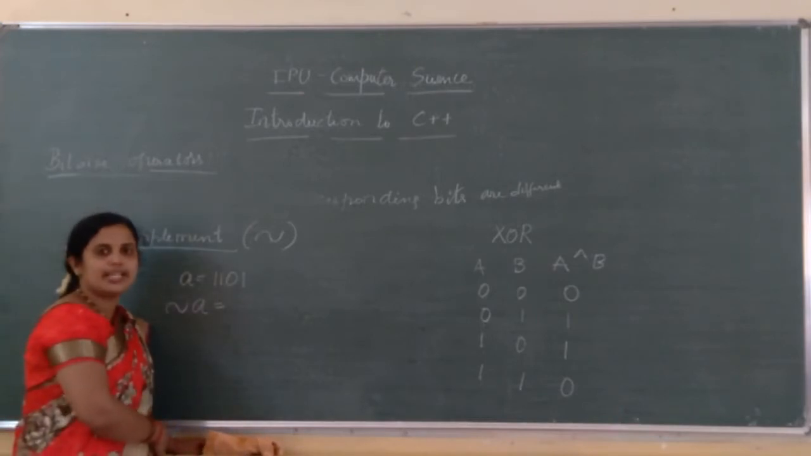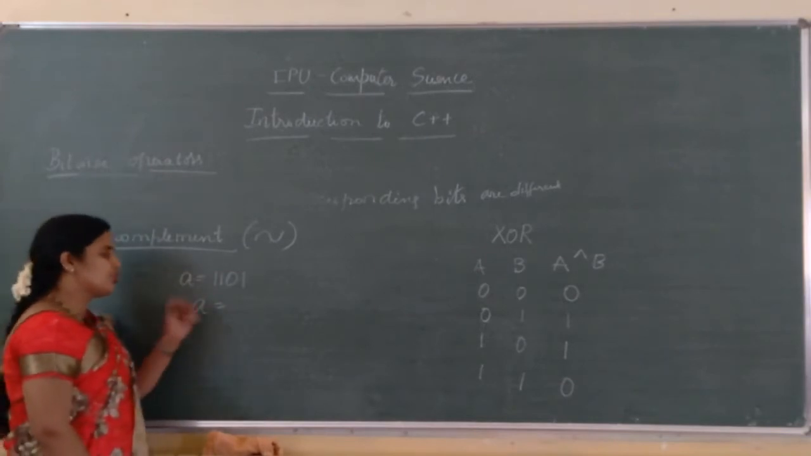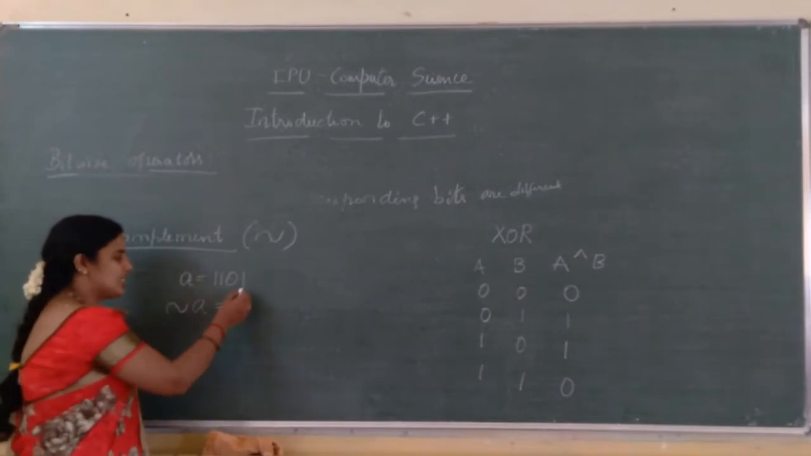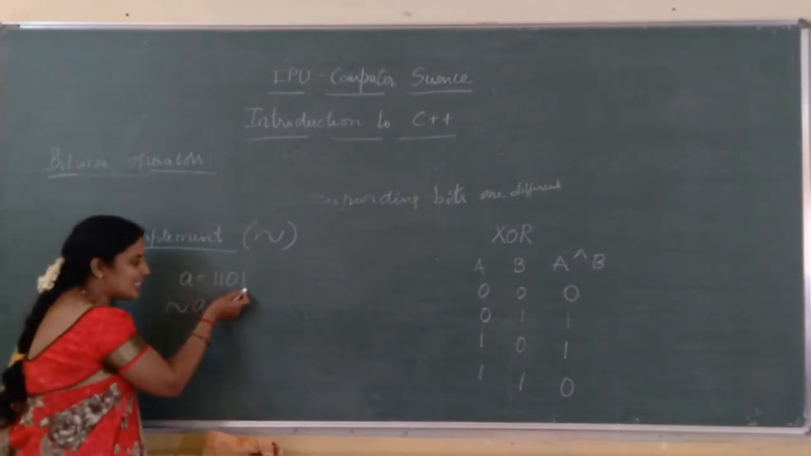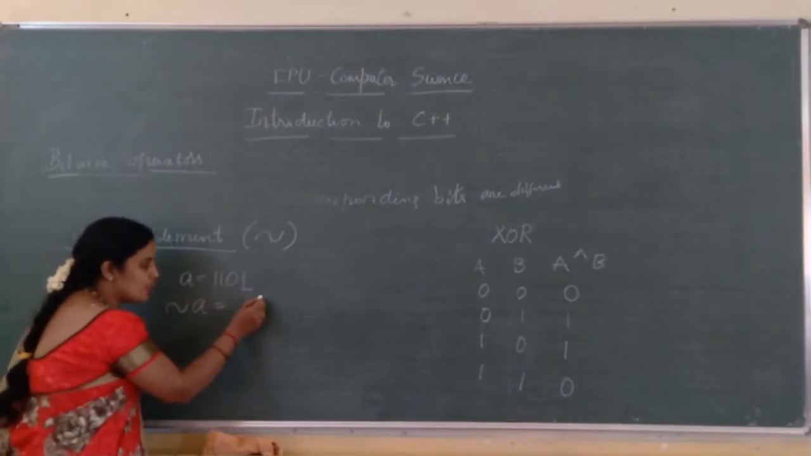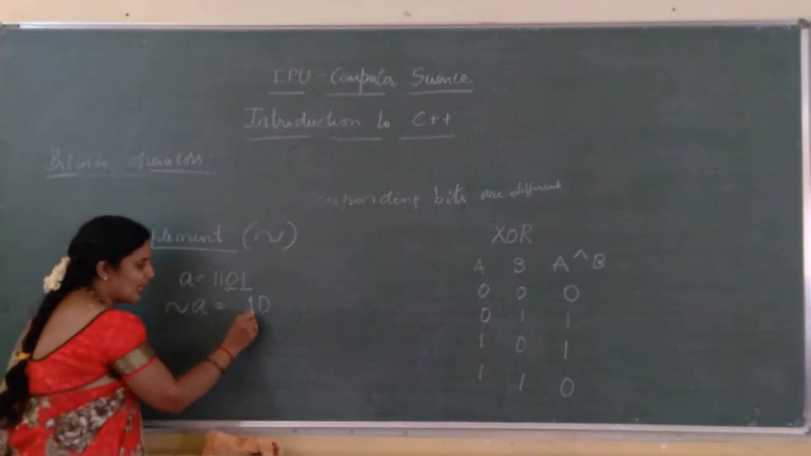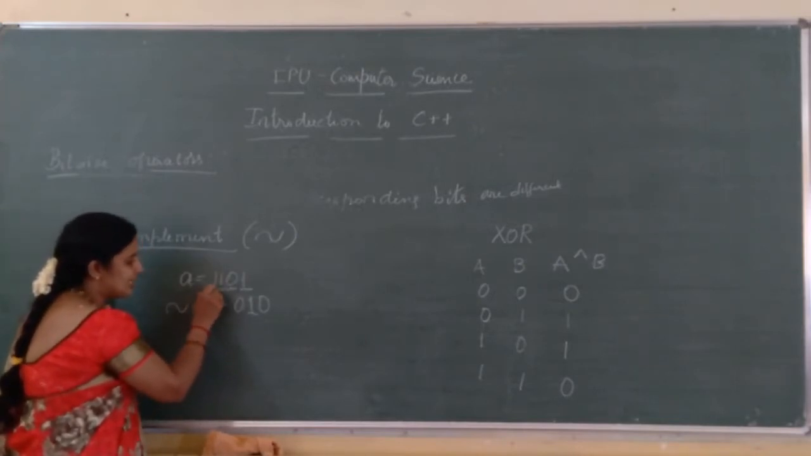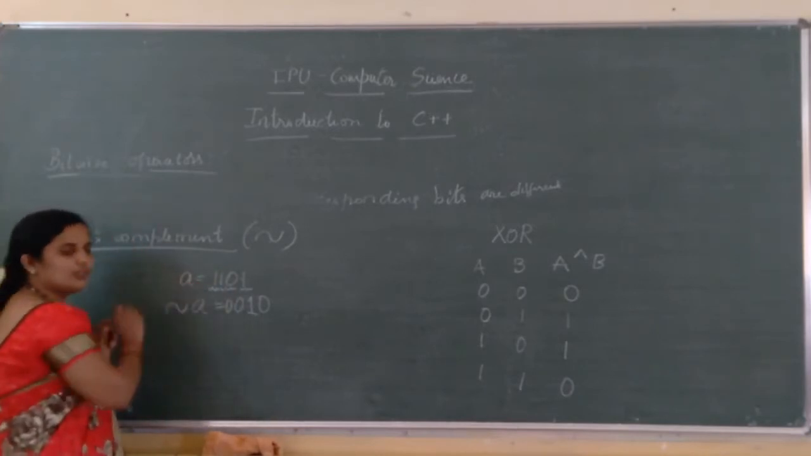Ones complement means changing ones to zeros and zeros to ones. Bit by bit, not all together. First I will change this 1 to 0. Next I change this 0 to 1. Next I change this 1 to 0. Next I change this 1 to 0. Is it clear? What is ones complement?